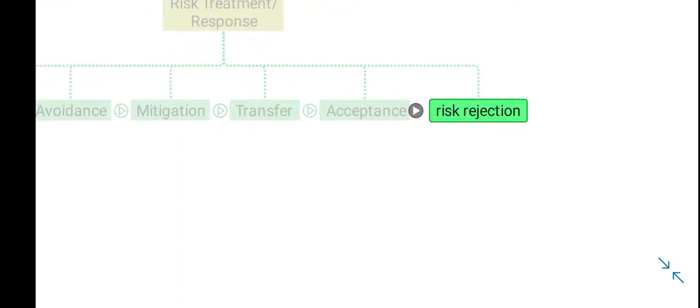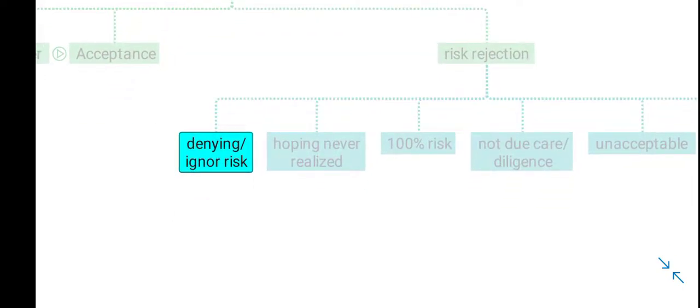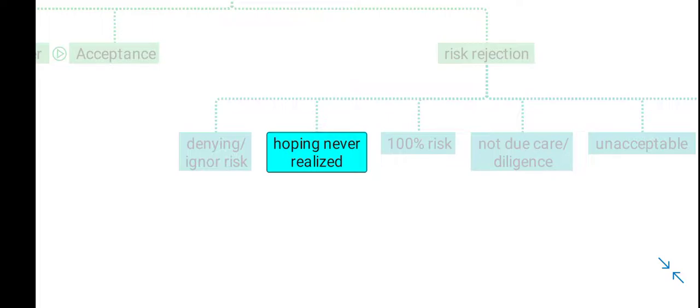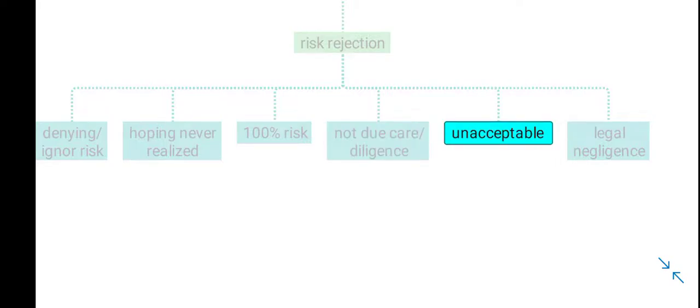Now, last one is the risk rejection. It is not a recommended strategy. So, you deny or ignore the risk and hope that it will never get materialized. However, 100% risk exists there, and it is not due care or due diligence. Therefore, it is unacceptable, and there would be legal consequences for this negligence.